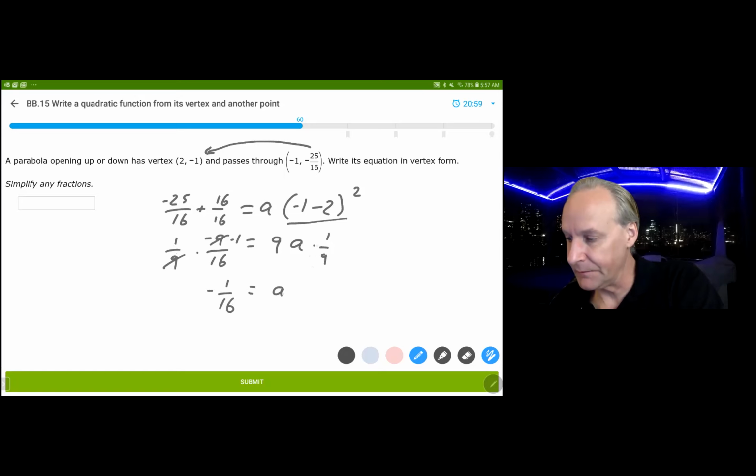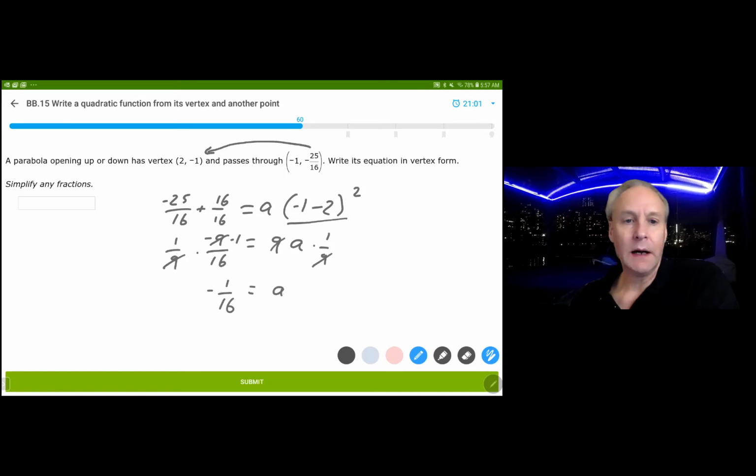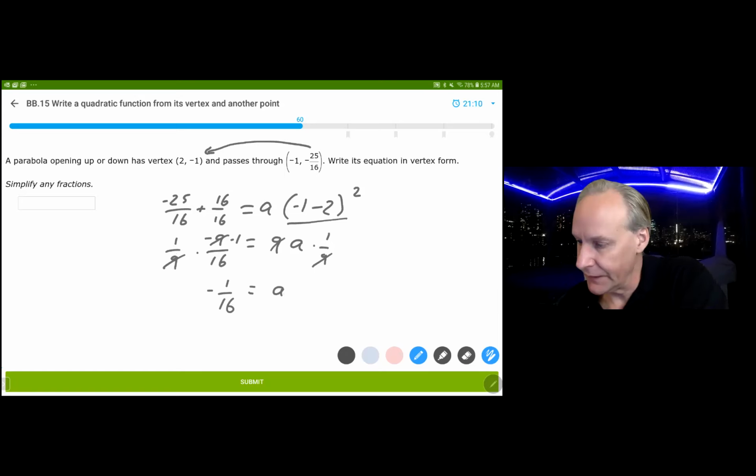And I'm almost done. There's probably another way to do this completely different, but I'm assuming that this is probably the most familiar. So there it is. Now I'm just going to write my equation. Just like in point-slope form, all we have to do is substitute in the values.